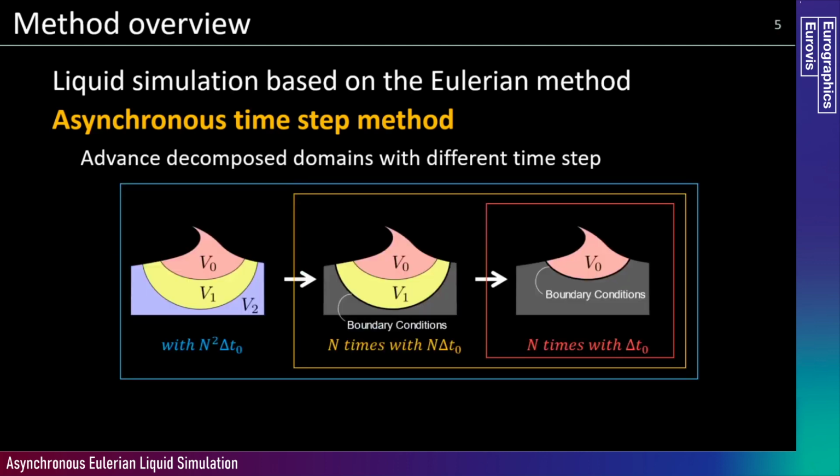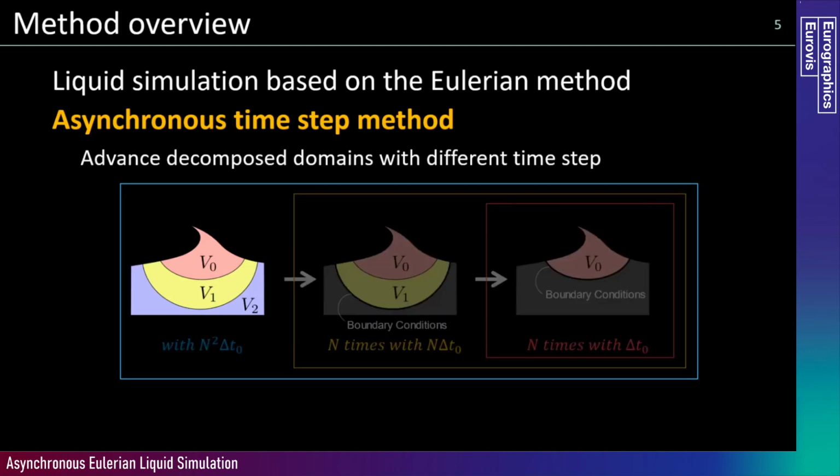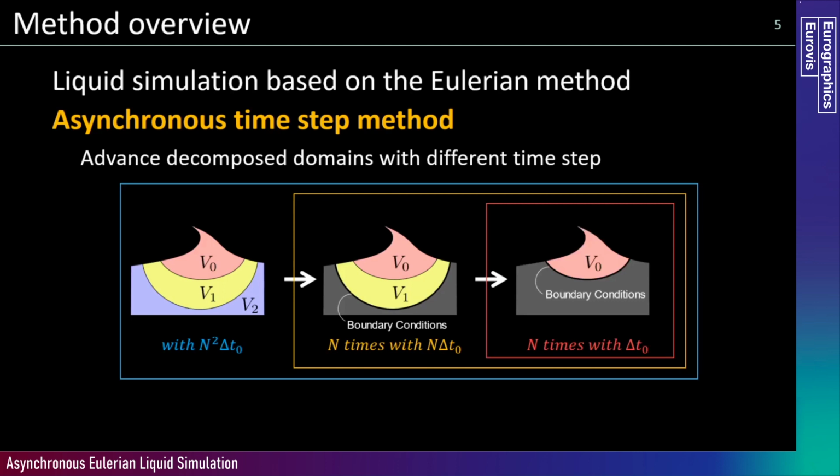An overview of our method is illustrated in this figure. At first, we decompose the simulation domain into several clusters. In this case, we decompose into three domains. We update each domain with a different time step with the interval coefficient n. Simulation is started from the largest time step domain and then goes to the smaller time step domains. Smaller time step domains are advanced n times, and as a result of this method, we can reduce the whole runtime of the simulation.